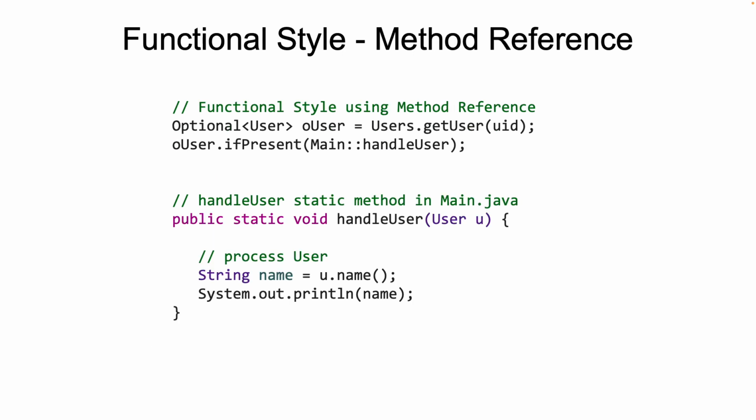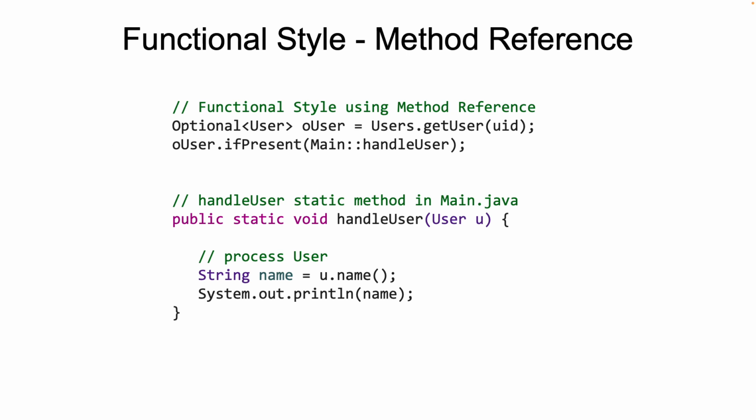As part of typical lambda programming, we can also pass a method reference instead of a lambda expression. This makes the code more readable. In the example here, you can see that the method reference Main::handleUser is passed as a parameter so that the user handler code is isolated to a different method. That's a more readable design.